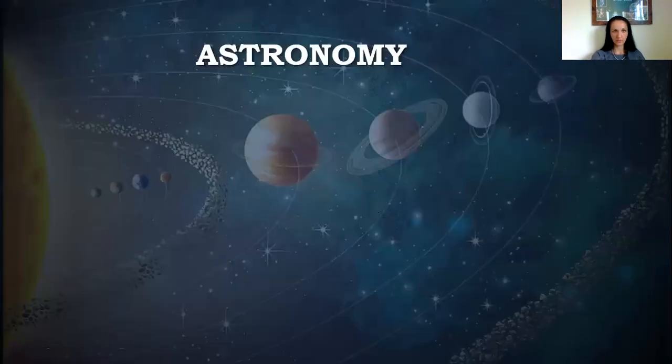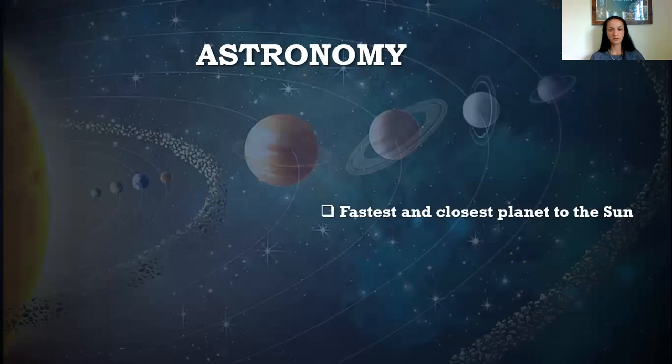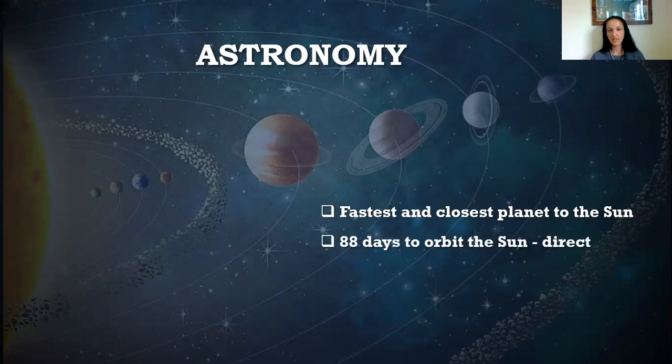So we're going to start with astronomy first, and Mercury is the fastest and closest planet to the sun. So because Mercury is the fastest, we connect Mercury to speed, like short travels, quick thinking, basically like Speedy Gonzales. And it's closest to the sun, but not the hottest one, because Venus is the hottest one. So Mercury takes 88 days to orbit around the sun, which is a very short time, obviously, when it's direct, but it goes retrograde.